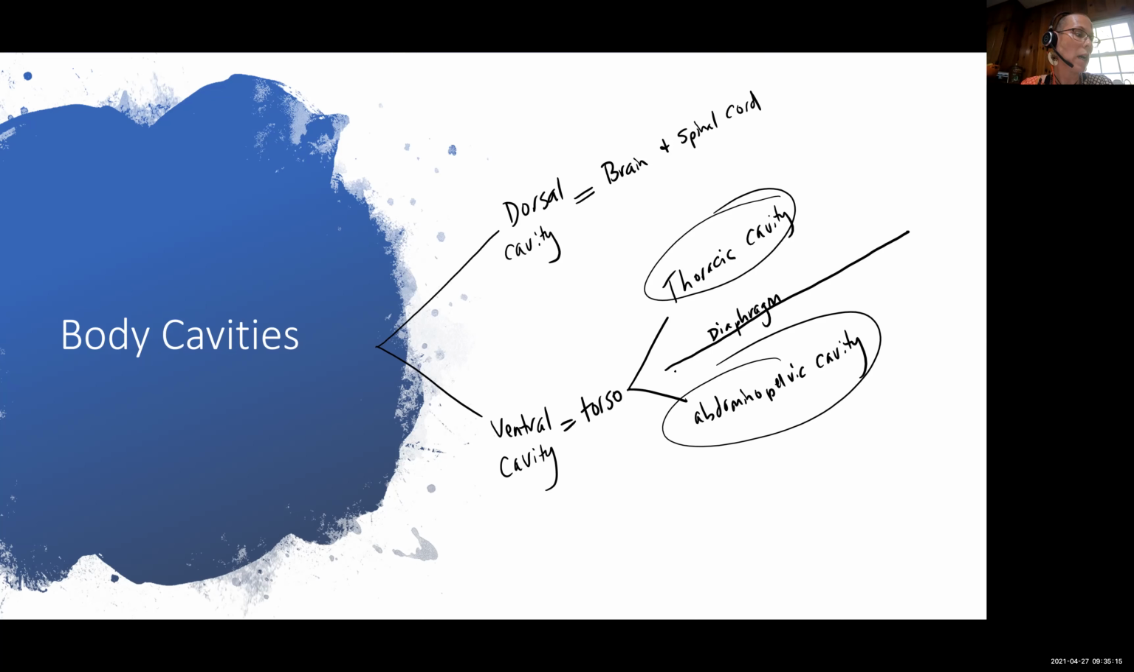When we talk about the thoracic cavity, we will see we have two additional cavities. So we're going to have the pericardial cavity, which is housing the heart. And then we're going to have the pleural cavity, which is housing the lungs.